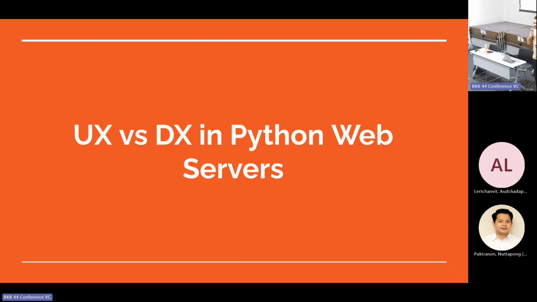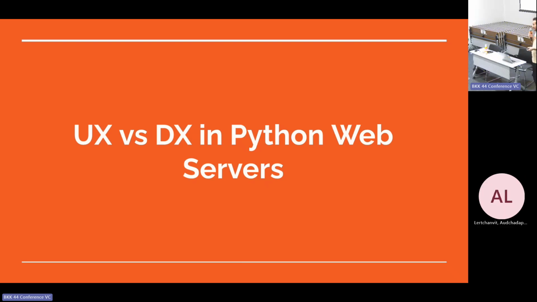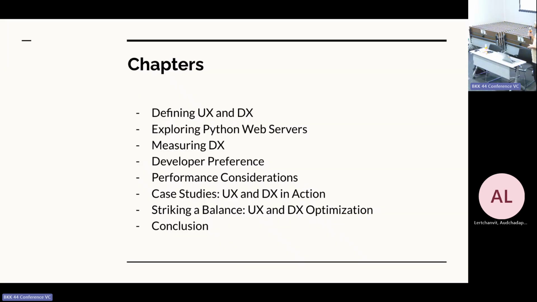And DX is developer experience, which is a very subjective term because what can be good DX for one developer might be very bad DX for another developer. But we're going to try to measure it. We're going to put some standards and see how it goes. We start with the chapters. We're going to define them, explore web servers, measuring developer experience, developer preferences. What do you consider in terms of performance? Some case studies for UX and DX, and how do you strike a balance between them, and a conclusion.